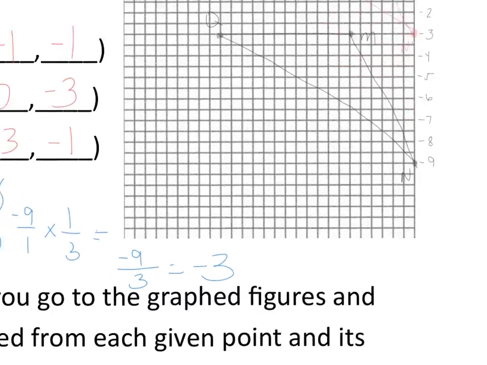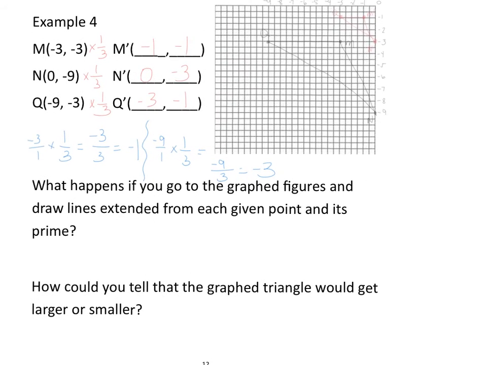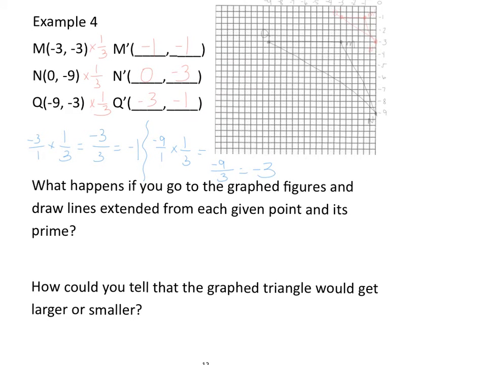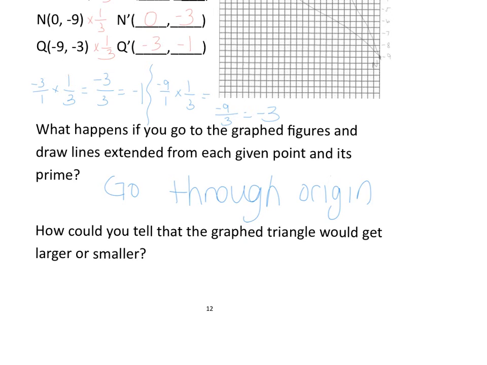Now let's come to the bottom and answer the 2 questions that we've been given. The first says, if we were to go to the figures and draw lines from each of the given points and its prime, what's going to happen? Well, if we connected m and m prime and extended it, and q prime and extended it, and n prime and extended it, you would note that it goes through the origin. And how could you tell if it's going to get larger or smaller? Well, a scale factor less than 1 means smaller.